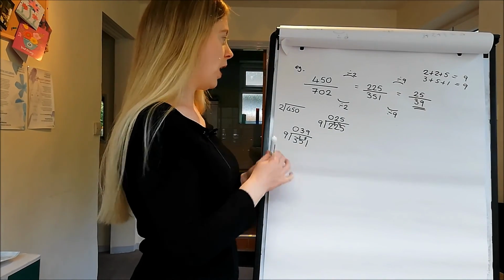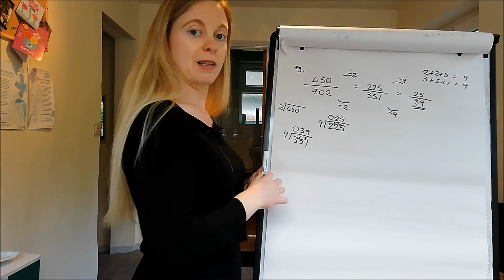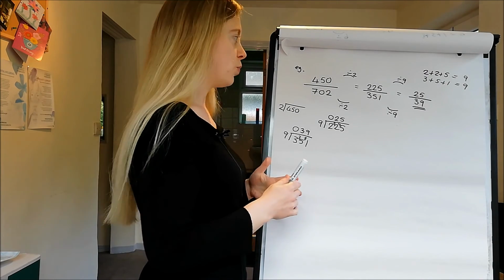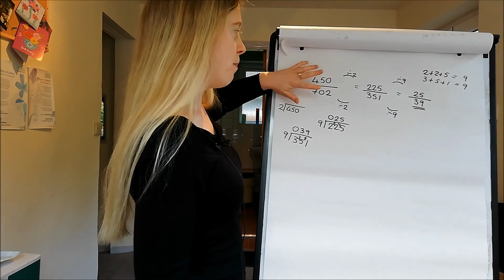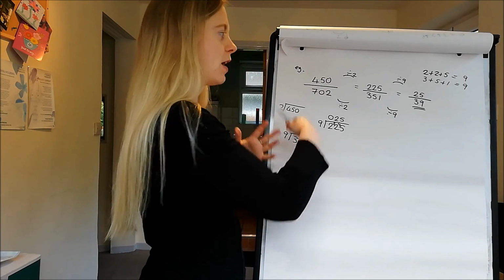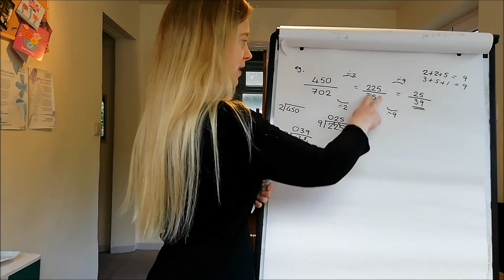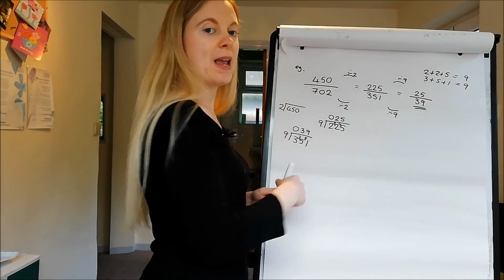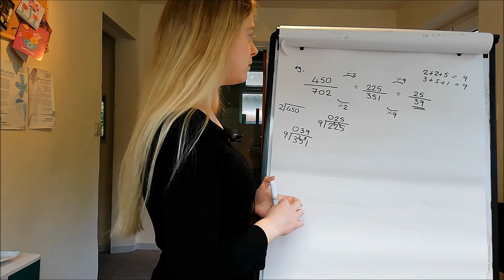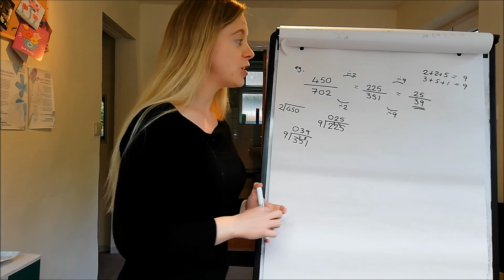But no matter how large the numbers are, cancelling fractions down always just works the same way. You look for a number that both top and bottom divide by, and you divide by it, and then you see if what you've got divides by anything else, top and bottom. And that's cancelling down fractions.